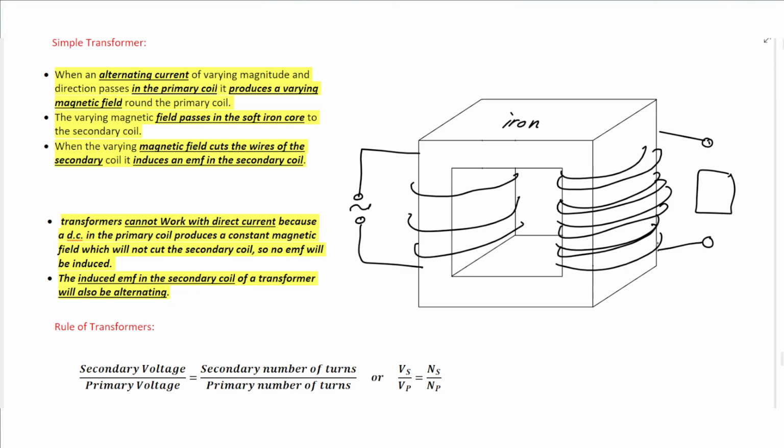So the rule of the transformer is that the number of turns is proportional to the voltage. So if you calculate a ratio between the voltage of secondary to primary, it is equal to the ratio of number of turns of secondary to primary, or Vs over Vp equals Ns over Np. V over V is equal to N over N, and they are the same. If you have secondary at the top, they are on both sides, secondary on the top. If you have primary on the top, both sides should have primary on the top.